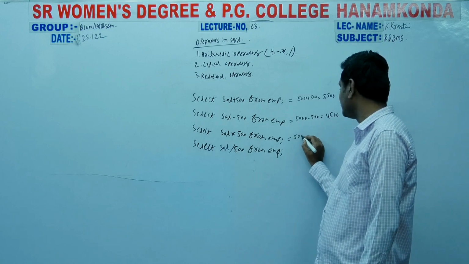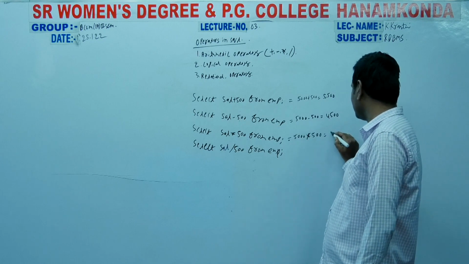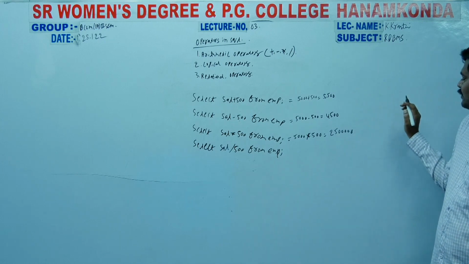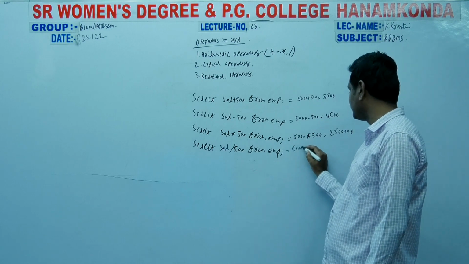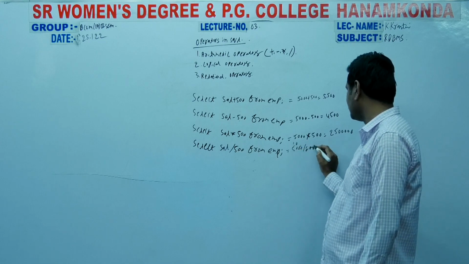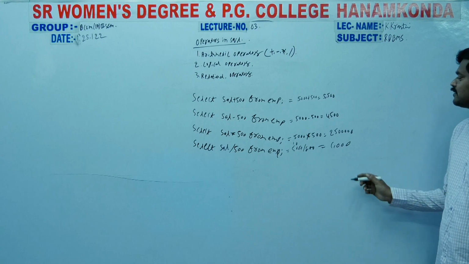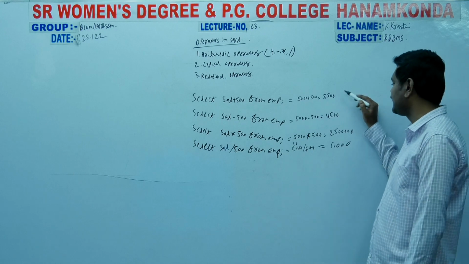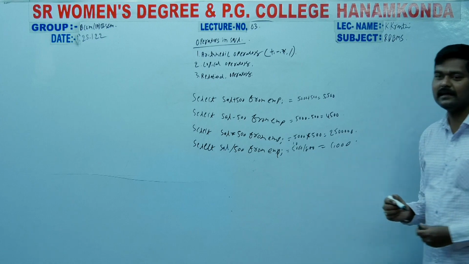Next, 5,000 into 500. 5 fives are 25, so the value will be 2,50,000. Next, 5,000 divided by 500. 5 ones are 5 and 5 tens are 50, so totally it comes to 10 here. These are the four statements displaying results using the arithmetic operators: it will add, deduct, multiply, and take the division.